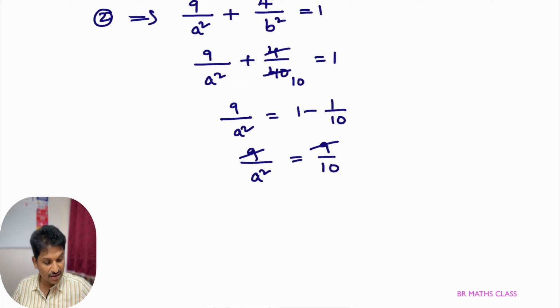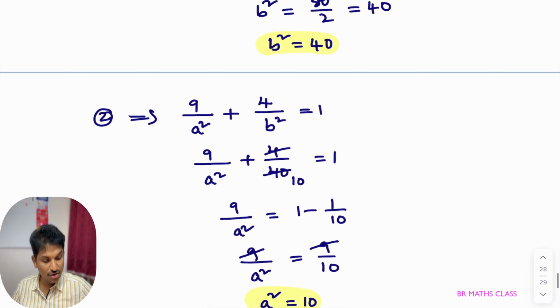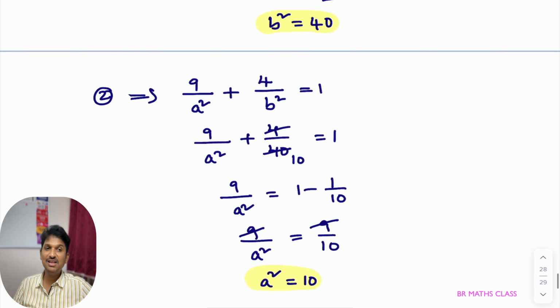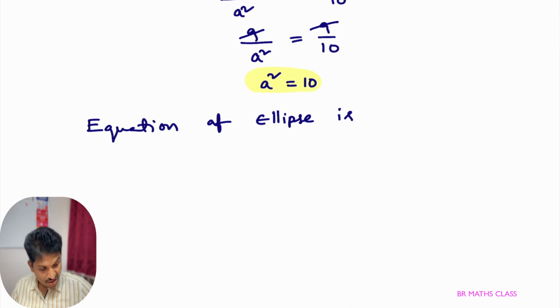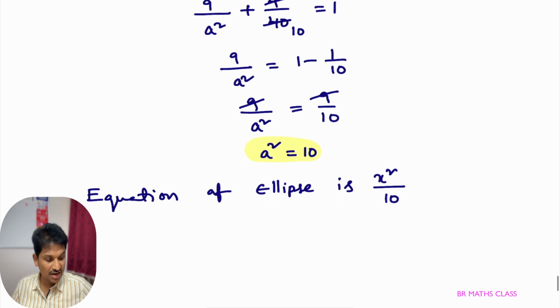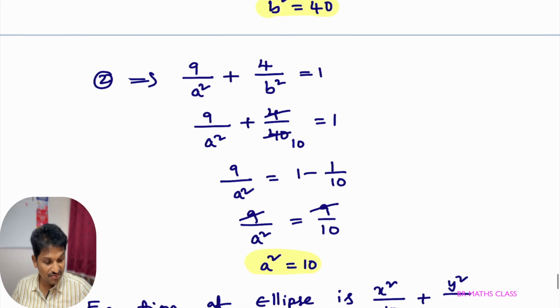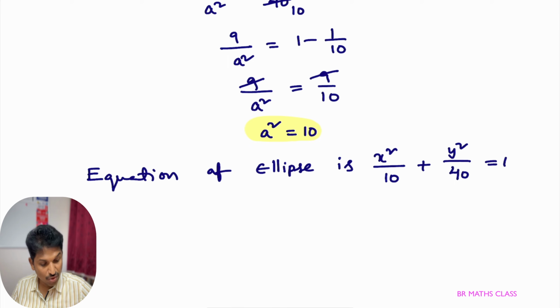9 9 will get cancelled. From this, if you cross multiply, you will get a square equal to 10. Now you know a square value, b square value. You can easily write the equation of ellipse. Equation of ellipse is x square divided by a square, a square is 10, plus y square divided by b square, b square is 40, equal to 1.